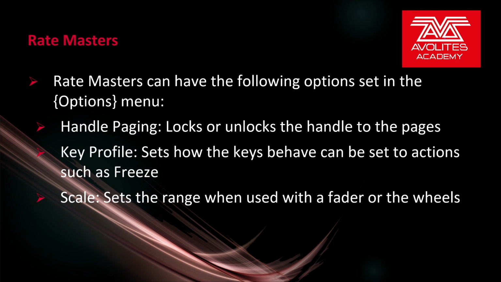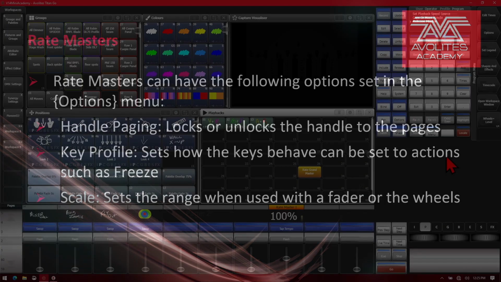For Rate Masters, you have the following options in the Options menu. Handle Paging locks or unlocks the handle to the pages. Key Profile sets how the keys behave when set to actions such as Freeze. Scale sets the range when used with the fader or on the wheels. Let's take a look at that.